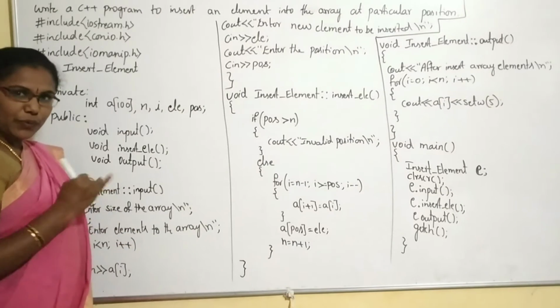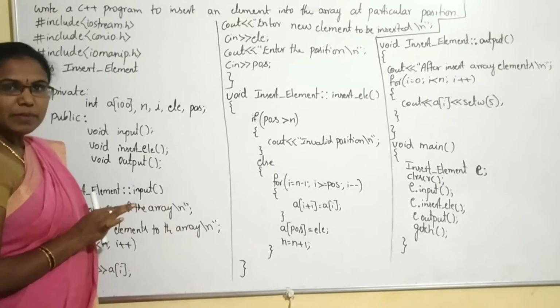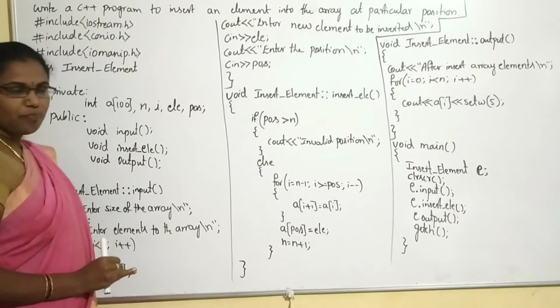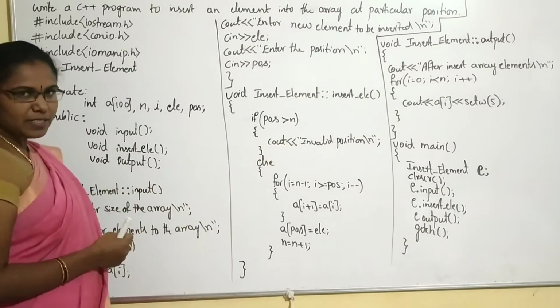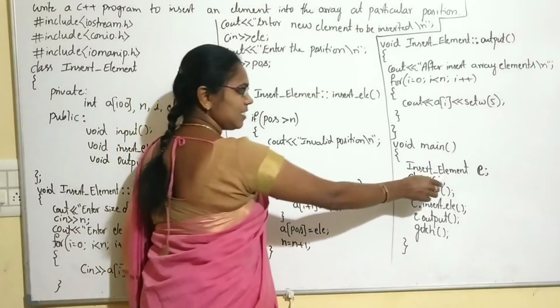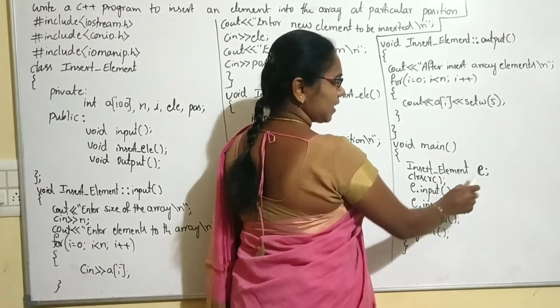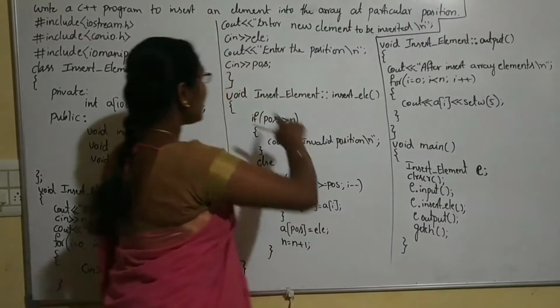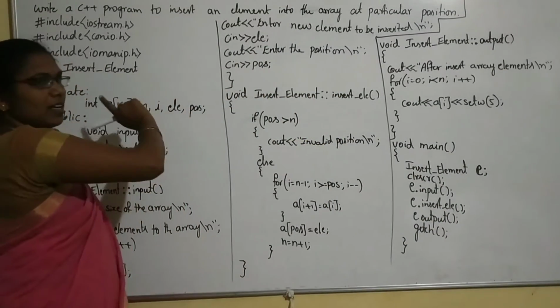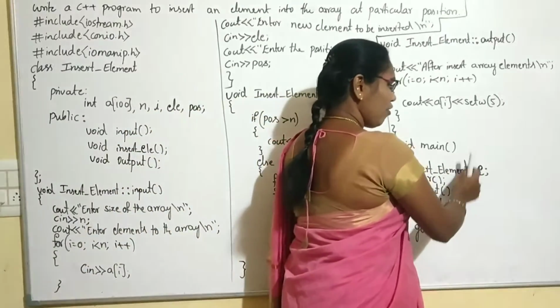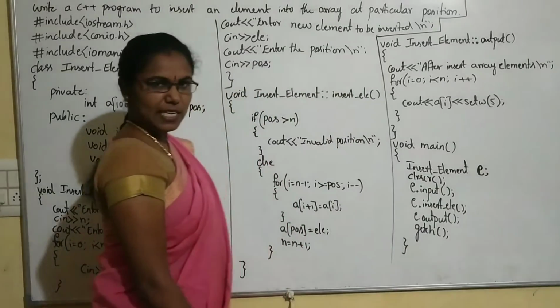Friends, you know how the program is traced. The program execution begins with the main function. In the main function, the first statement is executed. The first statement is insert element A. This is a class name used to create an object. So the compiler checks whether the class is defined in the program or not. Already we have defined the class, so the compiler allocates a block of memory space to our object E.